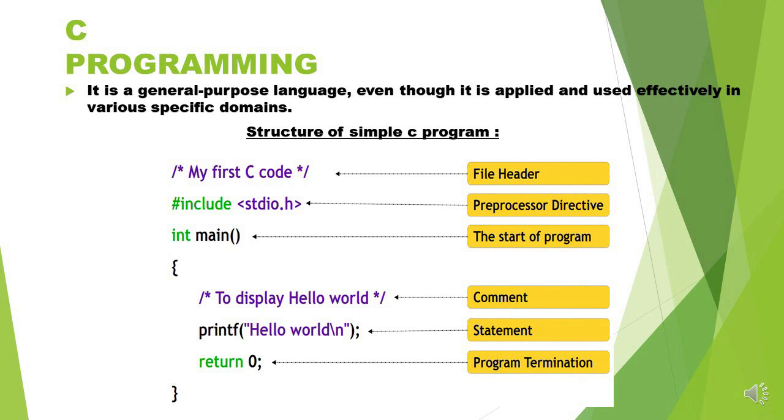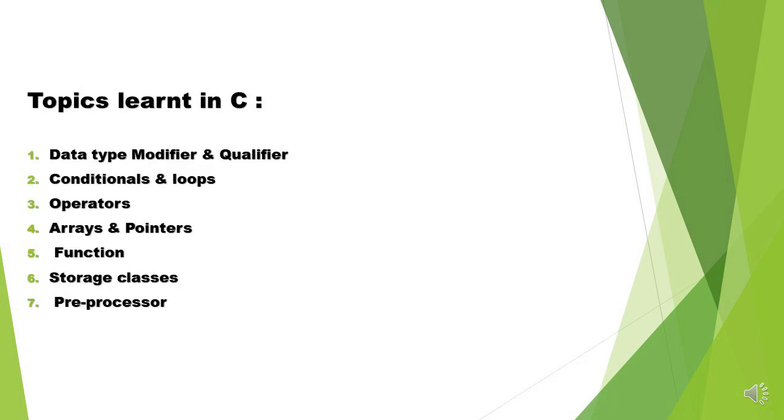The second line is the preprocessor directive. The preprocessor directive is the first stage of compilation, and then there is the main function with int main, and in the curly brackets we can write our project. And these are the topics that we learned during this internship program.